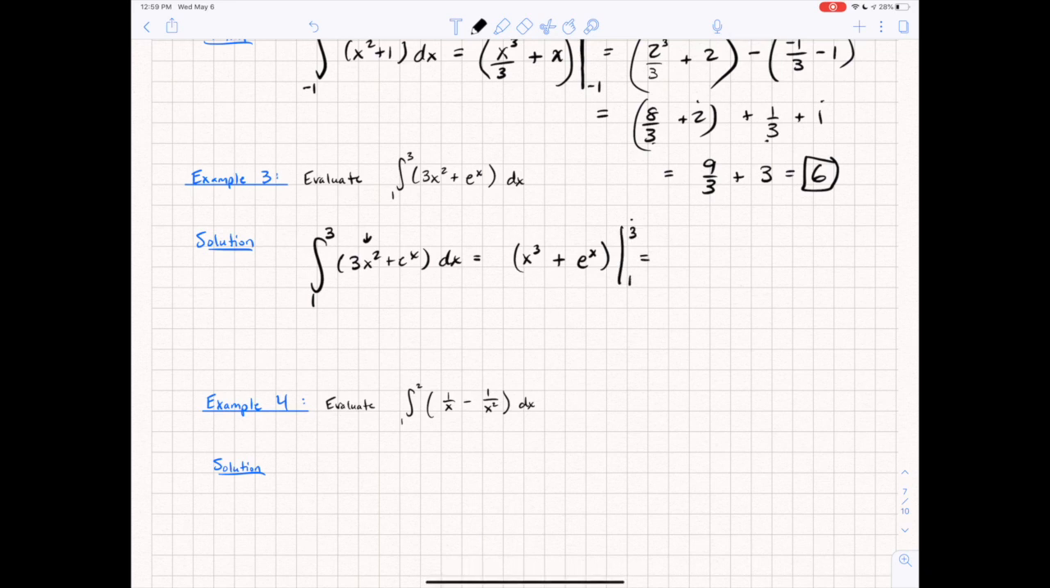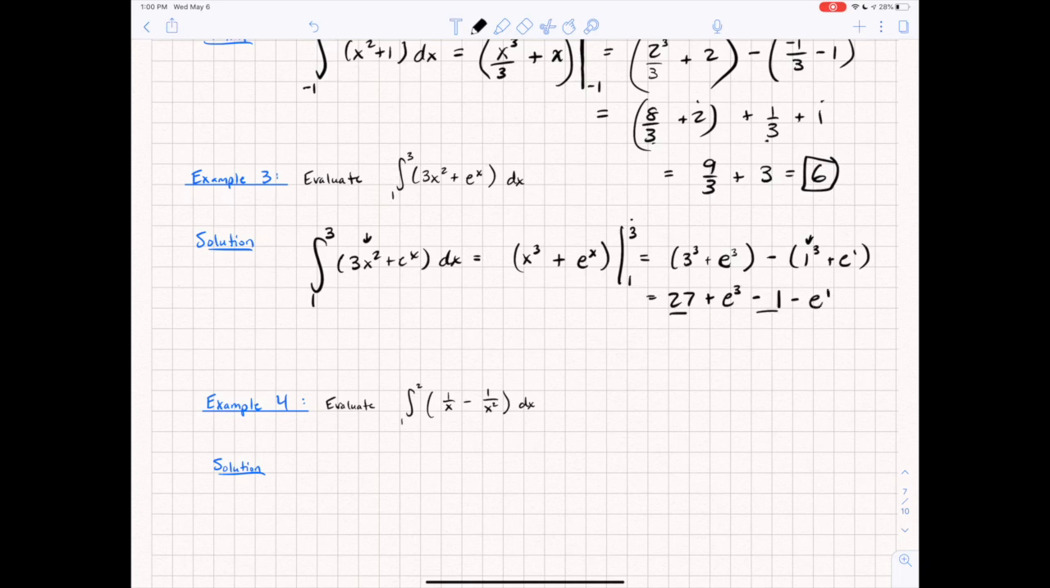So this means I'm going to plug in my upper bound first. So this will be 3 to the third plus e to the 3 minus plug in 1, so 1 to the third plus e to the 1. 3 to the third is 27. Now e to the 3 is going to be a decimal, right? Remember, e is just a number. It's 2.71828, and so on. So when I cube that, I'm going to get a number, but it's a decimal that never ends, right? So I'm just going to leave it as e to the 3 because it represents that finite exact value. Then I'm going to subtract 1 minus e to the first power, again, just leaving that.